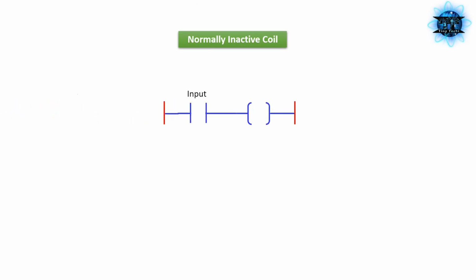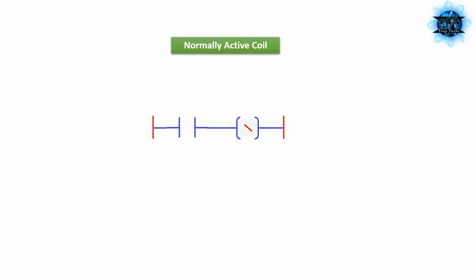Normally inactive coil. The coil or output is energized whenever its input is closed. Normally active coil. The coil or output is energized whenever its input or contact is open. As the program is scanned, the outputs are not updated instantly, but the results are stored in memory and all the outputs are updated simultaneously at the end of the program scan.